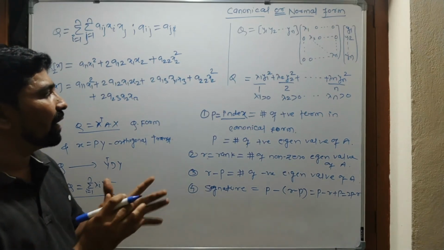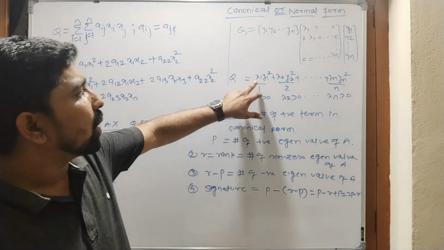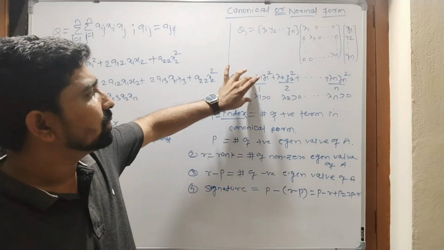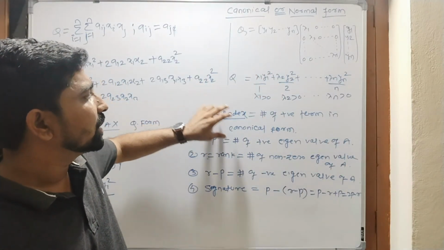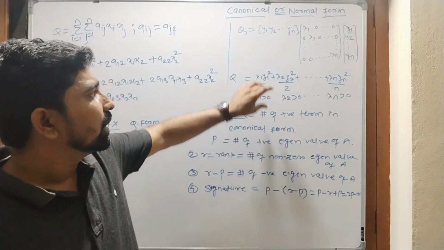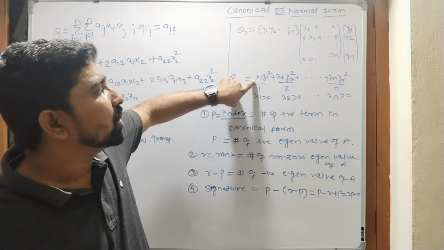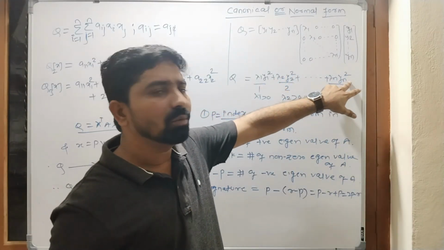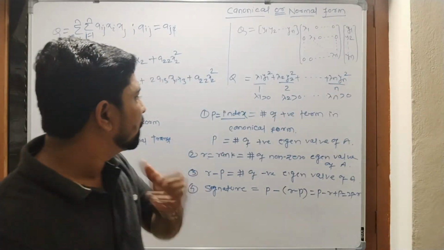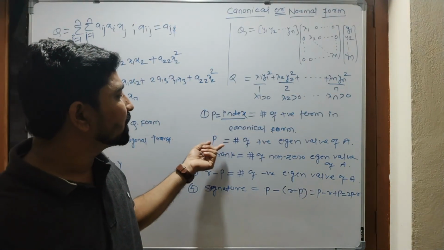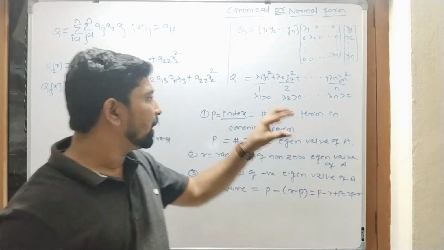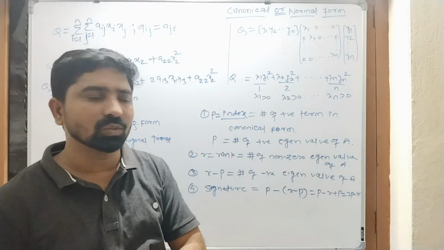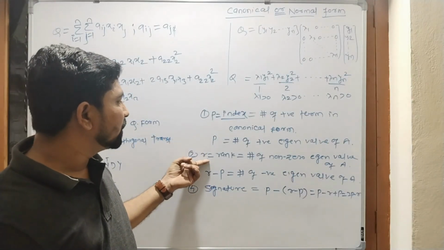Based on this normal form, I am defining the index. The number of positive terms in the normal form is my index. If the first term is positive, this eigenvalue is positive. If the second term is positive, lambda 2 is positive. If the nth term is positive, lambda n is positive. That's why p is the same as the number of positive eigenvalues of A. So index is defined in terms of the number of positive terms and of eigenvalues.